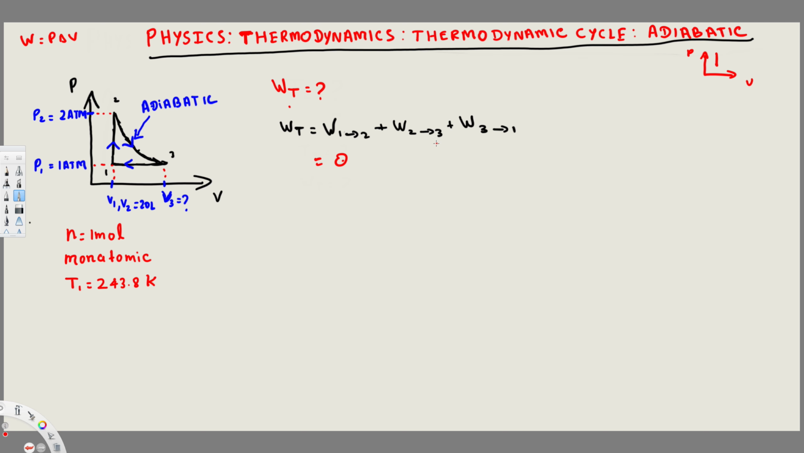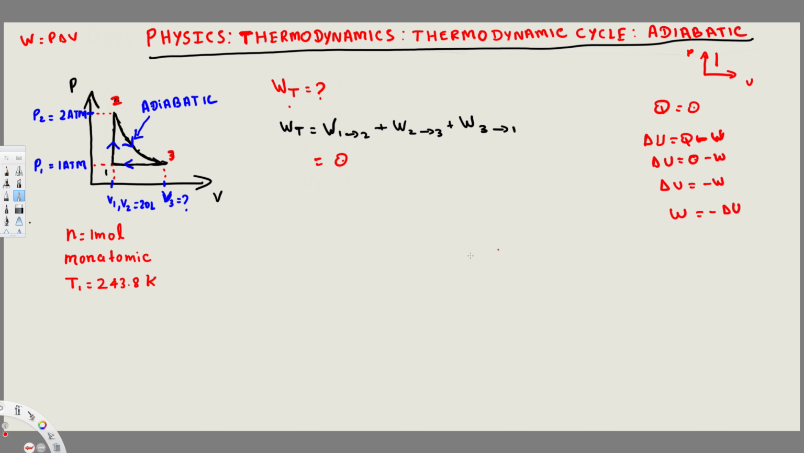Let's look at W2 to 3, right? So 2 to 3, they say this is an adiabatic process. Whenever we have an adiabatic process, the Q is always 0, right? The Q heat is 0. And from the first law of thermodynamics, we know that delta U is equal to Q minus W. So if Q is equal to 0, then delta U is going to be equal to 0 minus W, right? Therefore, we can directly say delta U is equal to minus W. So W is equal to minus delta U, if I rearrange this one.